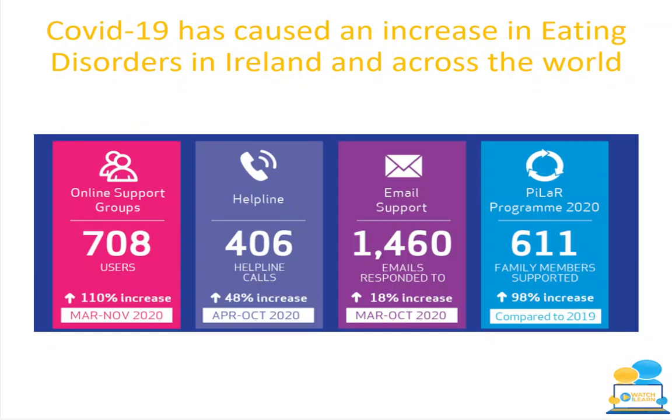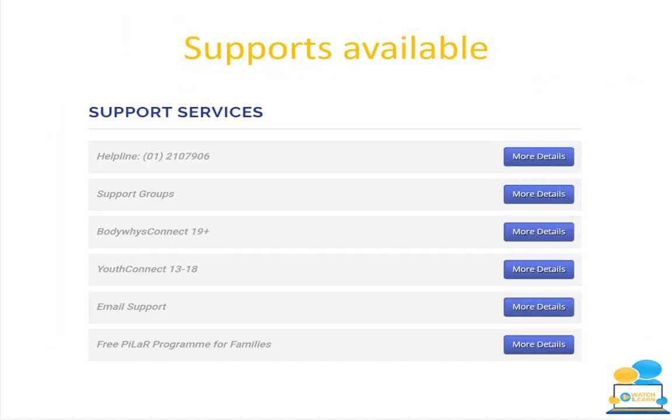So 611 family members were supported, because eating disorders don't just affect the individual, they also affect family members and loved ones and friends. These are Irish statistics, and while you will not have to list all these numbers off in the exam, it is important to note that it is on the increase, not just to know for exams, but to know there are people in your community who could possibly be suffering from an eating disorder.